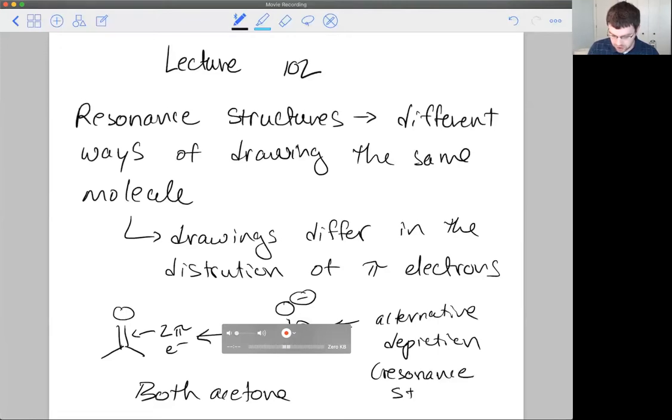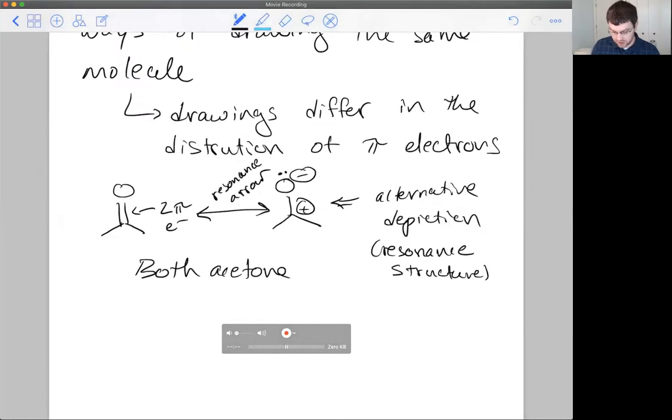In addition to the structure, I've also included the resonance arrow, which is a double-headed arrow, different from an equilibrium arrow. It's a double-headed arrow where the heads are on both sides. And this communicates to us that the electrons between the carbon and oxygen atom in the first depiction could actually be considered a lone pair on the oxygen atom. Both are effective depictions.